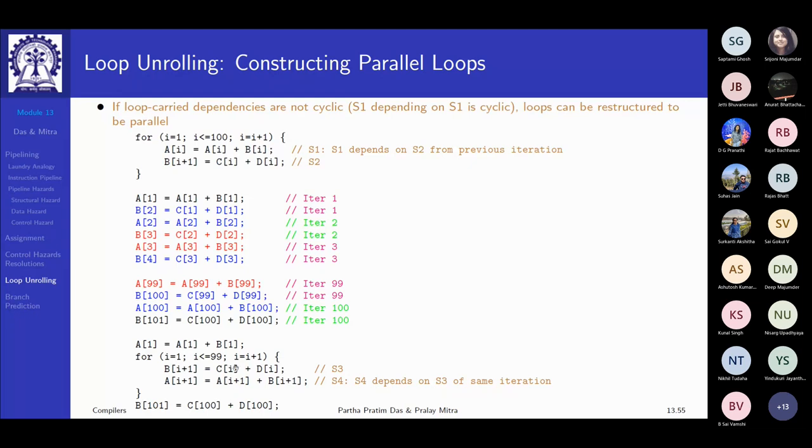Now, once I have done this, you can see that the dependence is only on Bi+1, which is from the same iteration. So S4 depends on S3 in the same iteration, but the earlier feature that S1 was depending on S2 from the previous iteration is gone. So the earlier loop, which has loop carried dependency, now becomes a parallel loop, and it's more amenable for optimization. And two, initiating and terminating instructions are taken out of the loop.